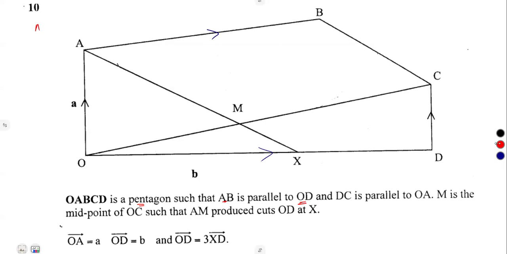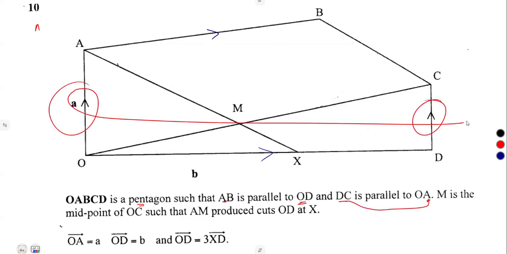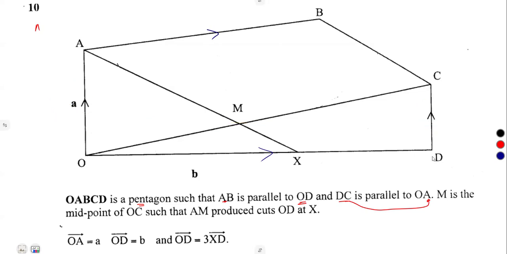All right, and another statement, DC is parallel to OA. This DC and OA are given as parallel, okay? And M is the midpoint of OC, meaning to say we've got equal distance from O to M and from M to C. That is simply meaning to say OM is equal to MC.